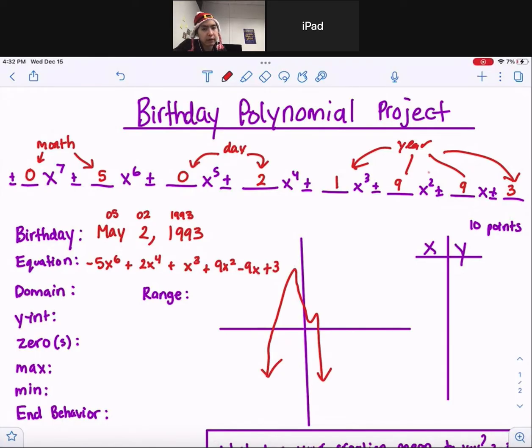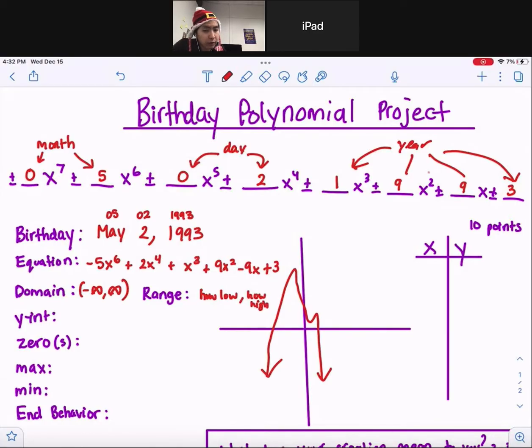Domain is how far left or how far right the x values are going. For all of ours, it will always be negative infinity to infinity, going forever left and forever to the right-hand side. So for everybody's, it will be negative infinity to infinity. Now the range. The range is how low the graph goes to how high.